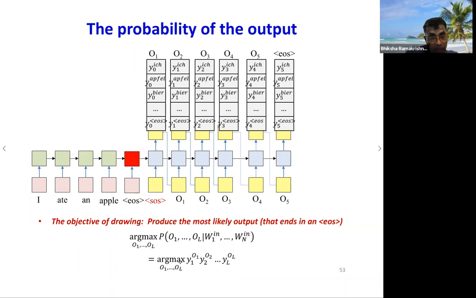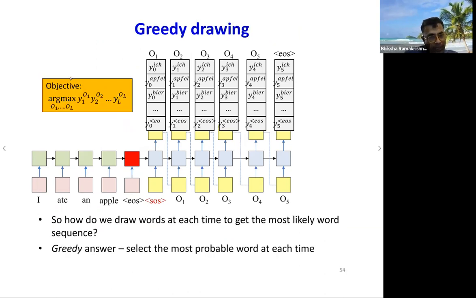So O3 is dependent on O1 and O2. O4 is dependent on O1, O2, and O3. It's a chain, right? So if you keep feeding things back, the sequence of symbols is going to have an output. Each symbol is going to have a probability. And you want to find the sequence of symbols such that the output sequence that you get has the highest probability. So this is the objective we want to satisfy.